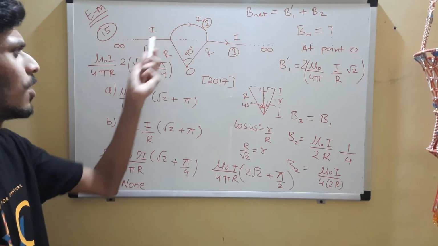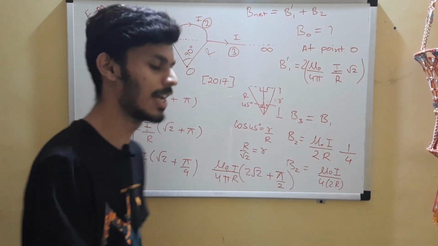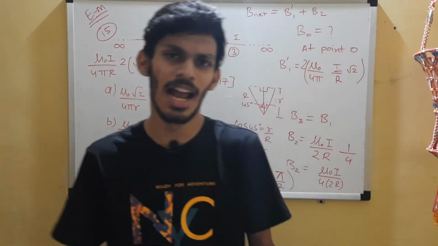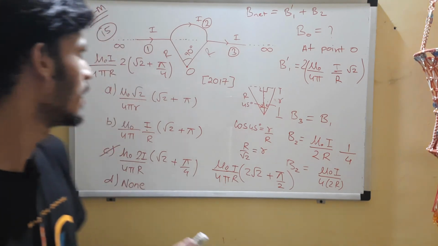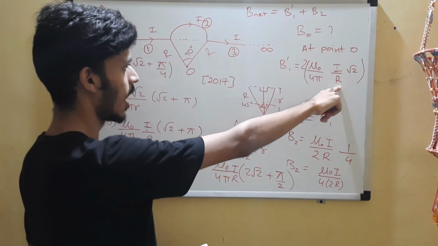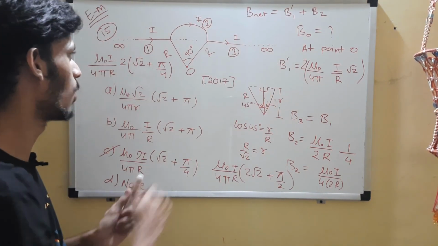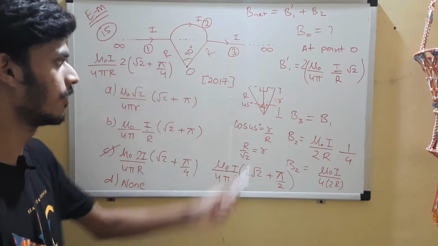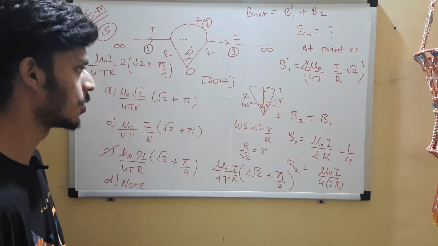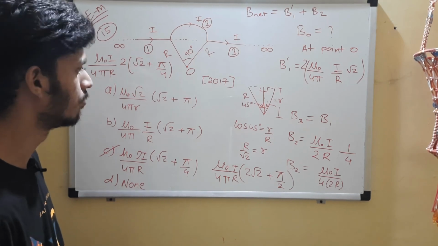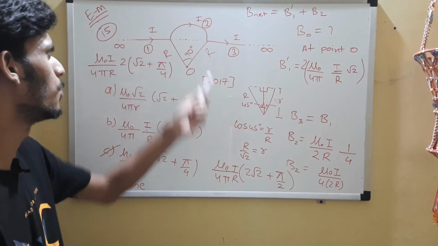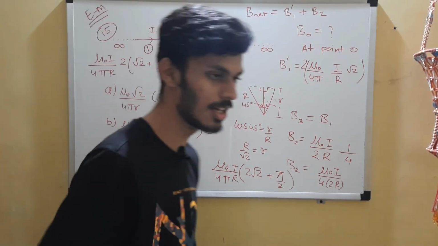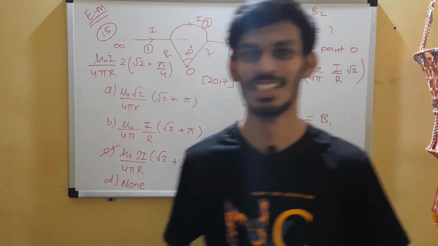So we just found out the field due to all 3 elements and just added them up, right? They were in the same direction, so just added them up. Keep in mind that here r is the perpendicular distance, not this distance, it is the perpendicular distance from point O. We found it out using some geometry, and we found out the field due to this quadrant and we just added that up, we got our answer. Over to the next question.